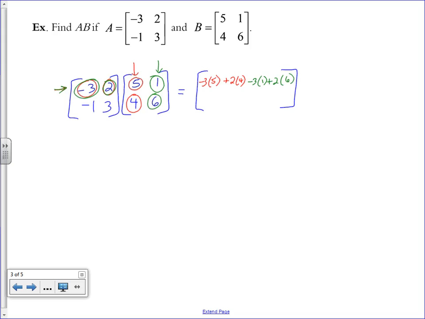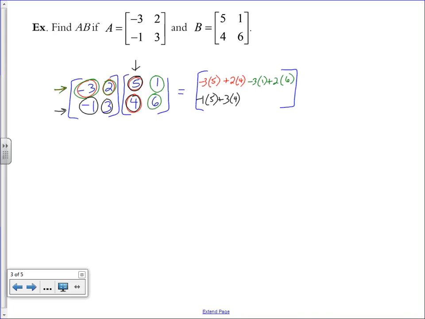And you can probably guess what I'm going to do next. I'm going to go back to my first matrix. Now I'm going to do the second row. I'm going to take this row, reset this matrix over here, and now we're going to do this first column again. Second row by first column this time, and add the results together. So -1 times 5 plus add the result of 3 times 4.